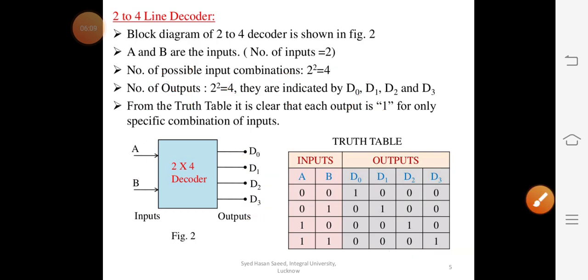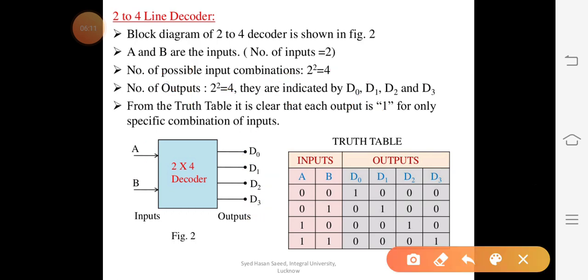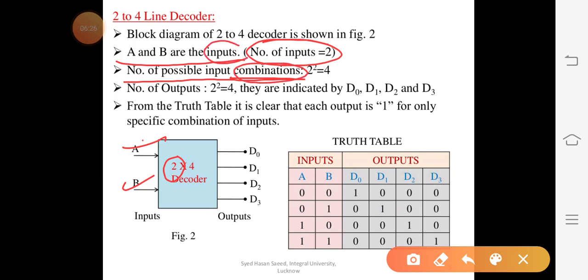Now the second point: A and B are inputs that we have discussed. A and B are inputs, so the number of inputs is 2, that's why we have written 2 here. Now the number of possible input combinations, here the talk is about combinations. Here we were telling about inputs only, how many inputs there are. Here we are asking how many input combinations there are. So if n inputs are there, that is, 2 inputs, the combinations will be 4.